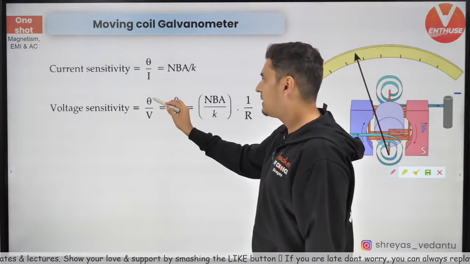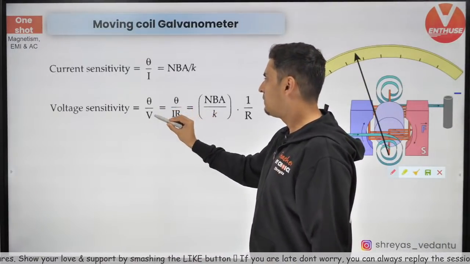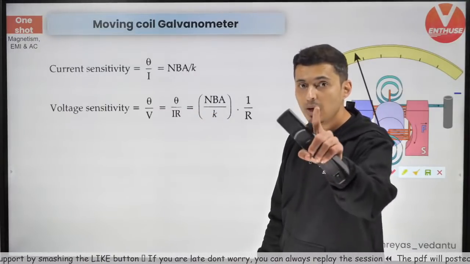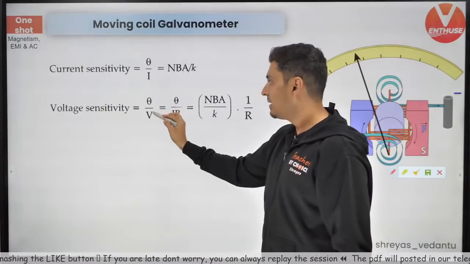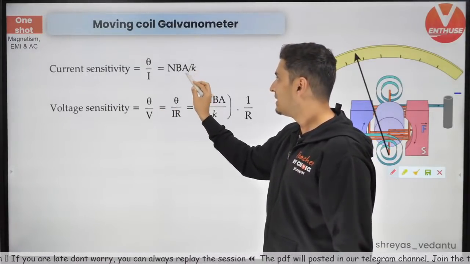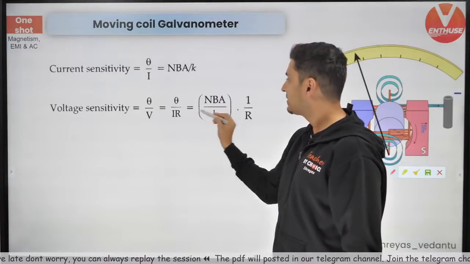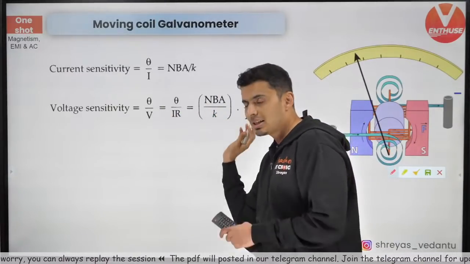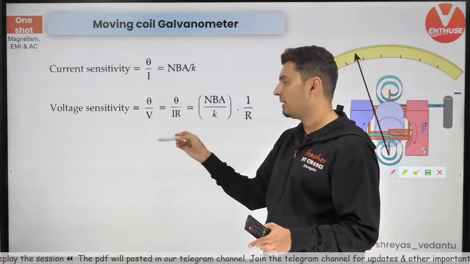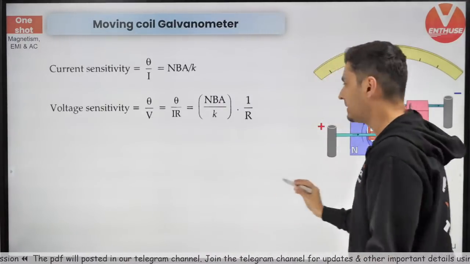Now voltage sensitivity will be theta by V, and voltage is IR. So you don't have to remember this formula separately. Why? Because angle by voltage, voltage is IR, theta by I you just know. Theta by I is NBA by K, so that R will come here. So you don't specially have to remember it. If you remember this and you remember voltage is current into resistance, it's very, very easy.